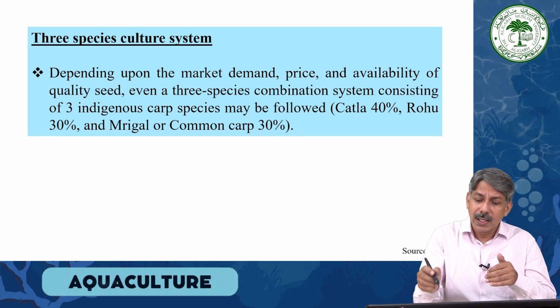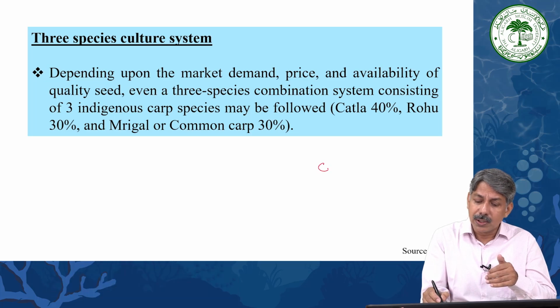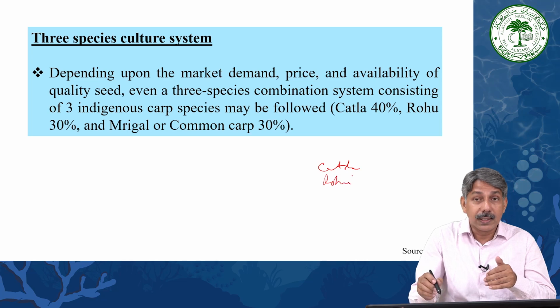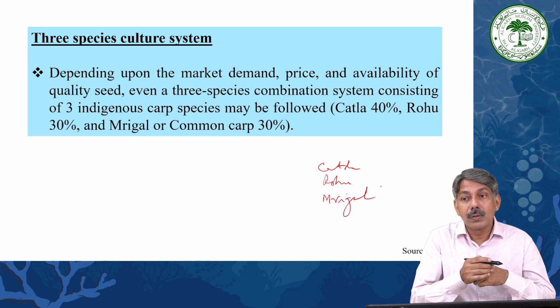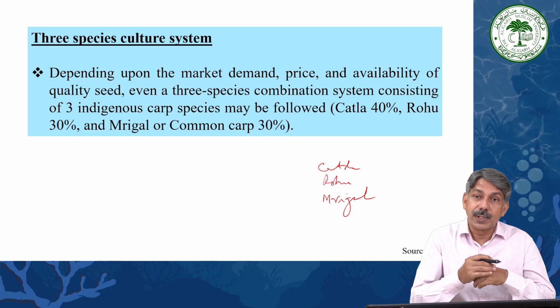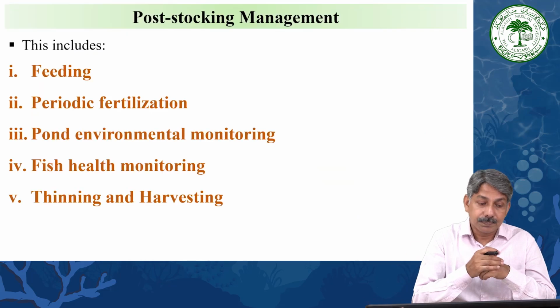Katla being on the top as surface feeder, then Rohu in the column as column feeder, and then Mirgal at the bottom as bottom feeder. So you can go for this.